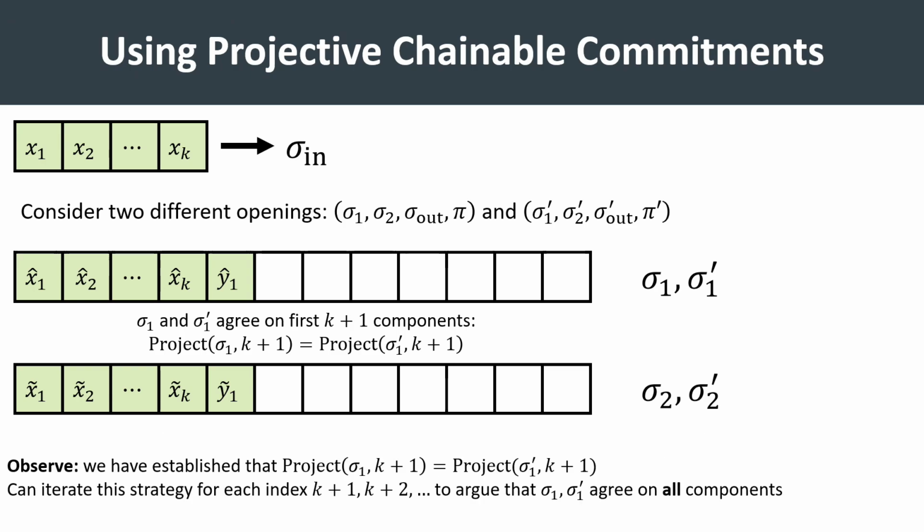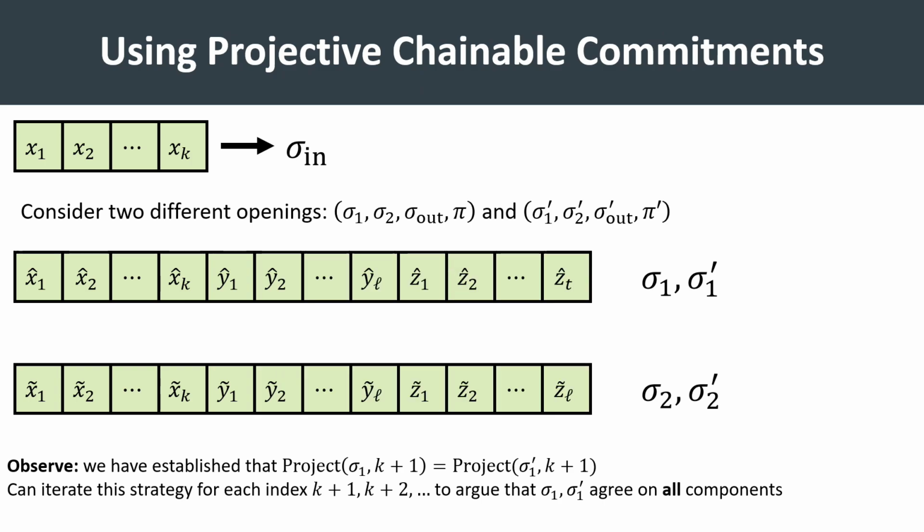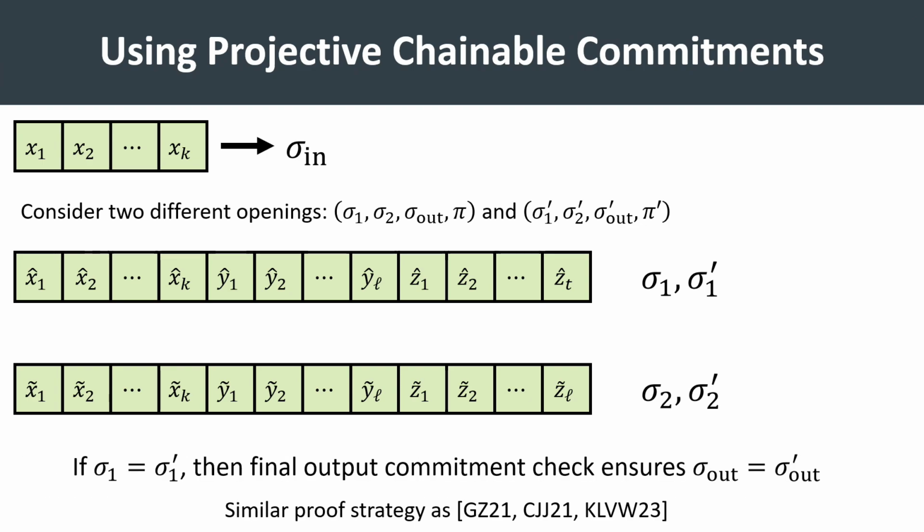So now you just iterate this process one at a time until you argue that all of these commitments actually agree on every single component. And at this point, if they agree on every single component, then the output commitment check says you can only open to one possible output. And if you're familiar with constructions of SNARKs for P or techniques using batch arguments for NP, these are very similar techniques implemented algebraically.